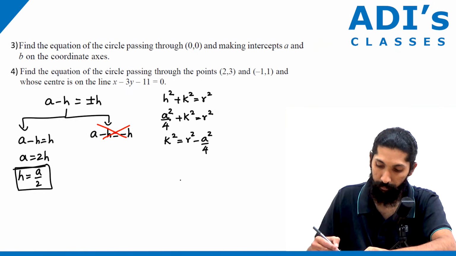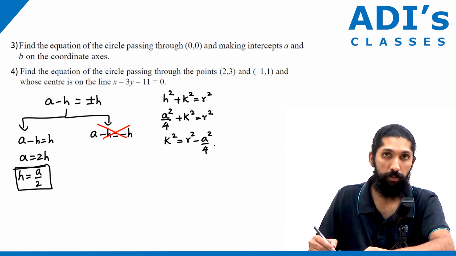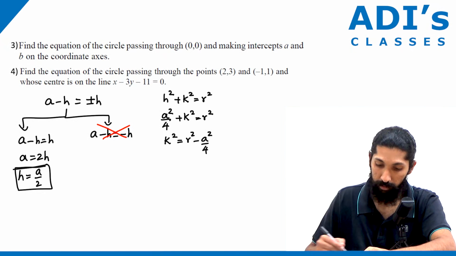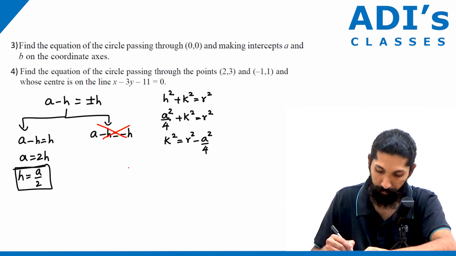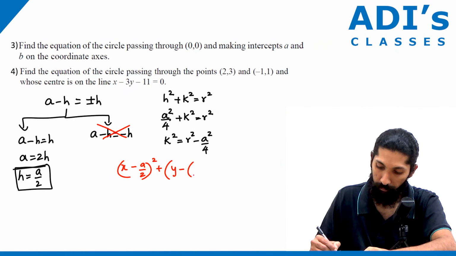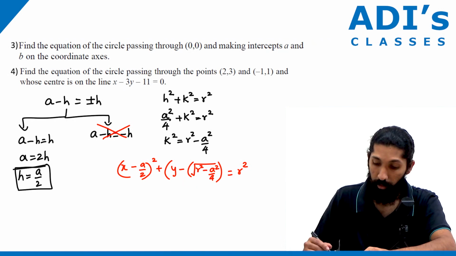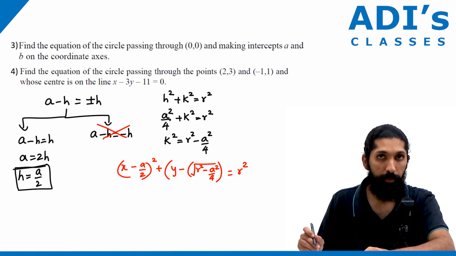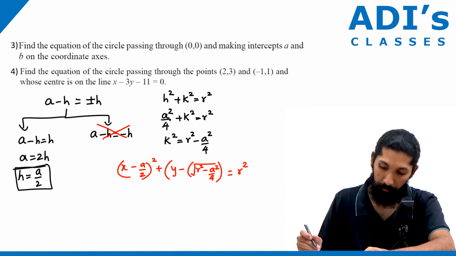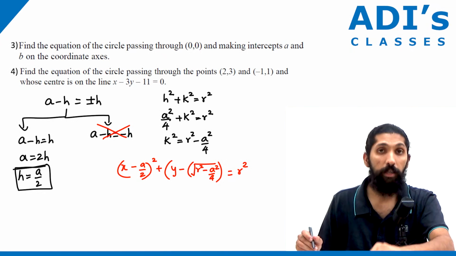You can substitute this. This is k square. So k will be square root of this one. So the equation of the circle is going to become (x minus a by 2) whole square plus (y minus square root of (r square minus a square by 4)) whole square is equal to r square. Now you can further simplify by finding a relation between a and r. Okay, or you can keep it as it is. Both are fine. Clear? So this is the answer for the third question.